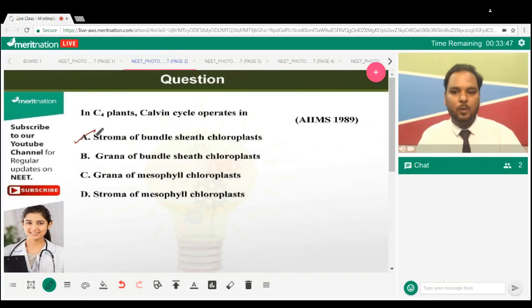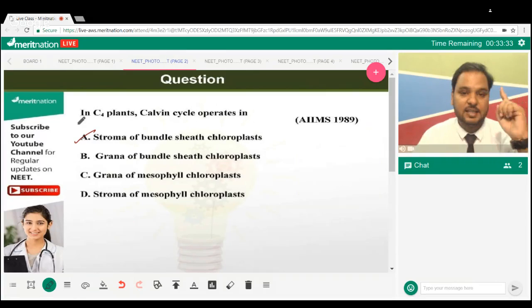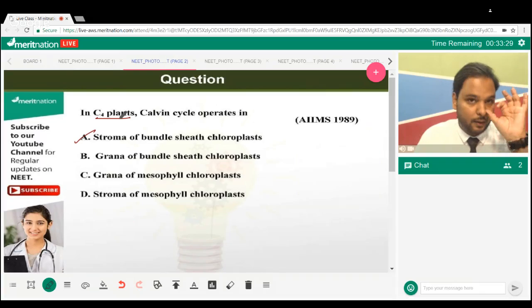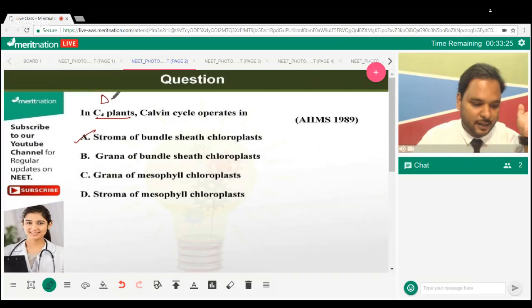Now let's see how we can answer this question. What is the accessory knowledge, or the extra knowledge, that we have through which we can answer this question? First of all, it is asking about C4. That means it is asking for the dark reaction.